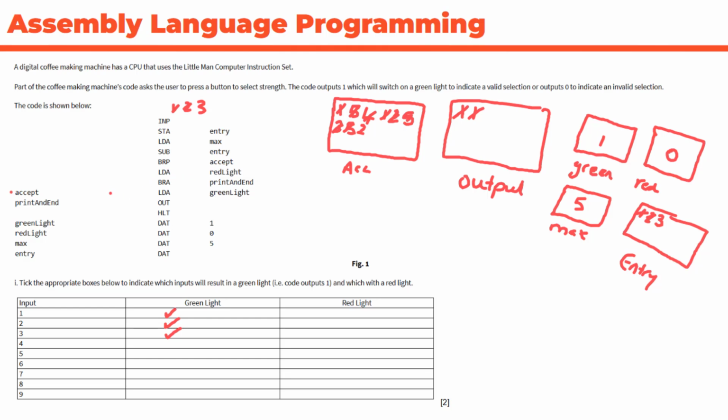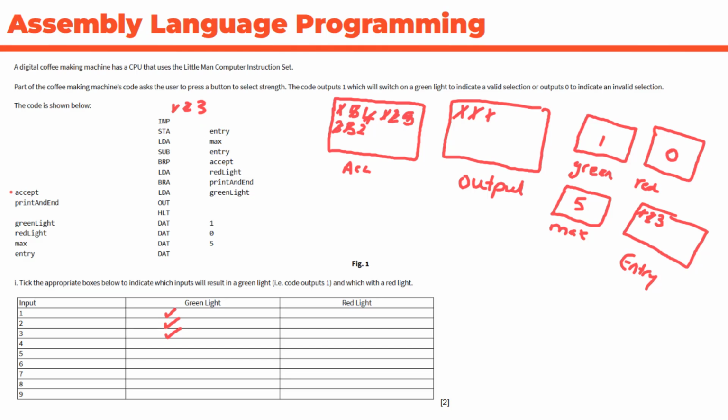Okay, so branch if positive, accept, we load the green light, and then we output. I would put 1s in here, but you get the point. Once the green light gets loaded into the accumulator, we output it. So we've had 3 green lights so far, and we keep going.